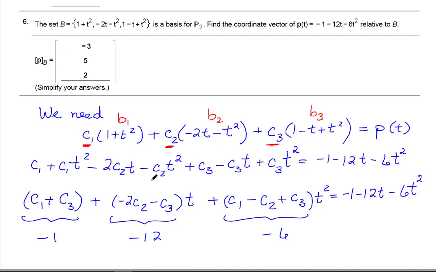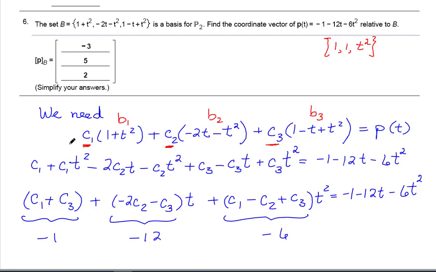Question 6, we have a basis for P2, the set of all polynomials of degree 2. So this is our basis. We have our coordinate vector, which looks like the following. Now, this is relative to the standard basis for P2. Remember that the standard basis looks like 1, t, t squared. So we want to figure out, well, what does it look like relative to this basis?